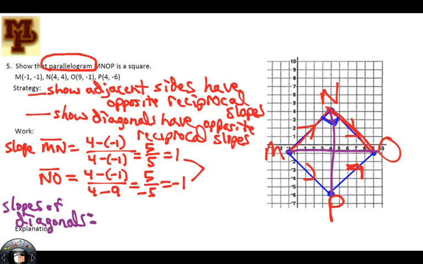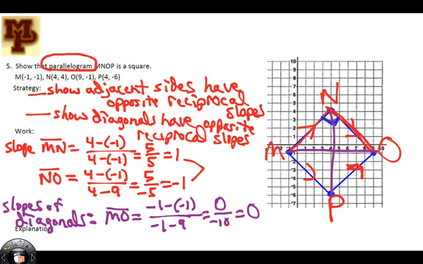Okay, diagonals. One of the diagonals is MO, so let's do that. Let's see where MO is. I'm looking at my coordinates to do this. I'm going to do negative 1 minus a negative 1, and then on the bottom, negative 1 minus 9. On the top, it looks like it's going to be 0 over negative 10, which would be 0. No surprise, because MO looks like a horizontal line, so it has a slope of 0.